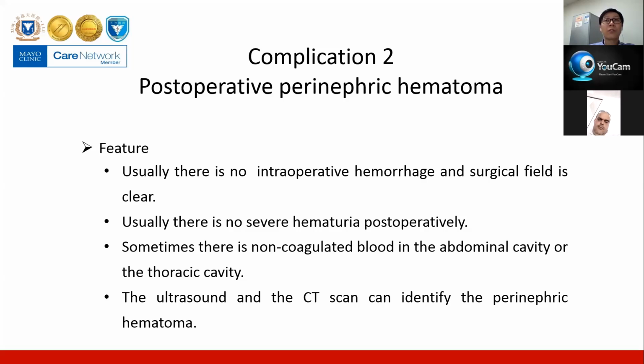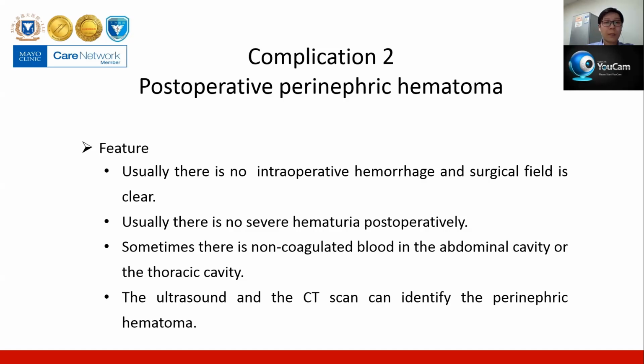Except for sheath injury, usually there is no intraoperative hemorrhage and the surgical field is always clear. And usually there is also no severe hematuria post-operatively because it's a perinephric hematoma. If the renal pelvis mucosa is intact, the hematoma will not cause hematuria, as it is located in the retroperitoneum.